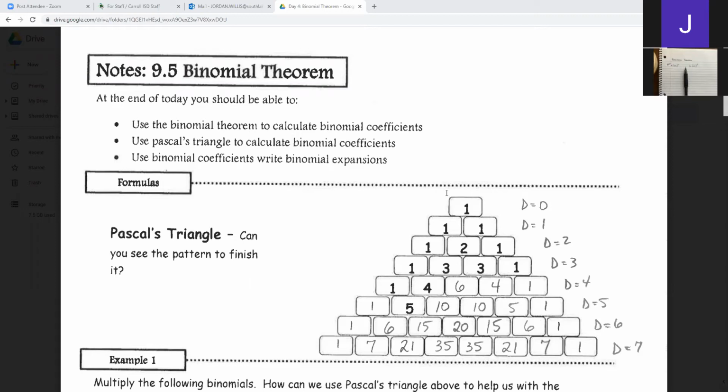So first thing you notice is that each level, like for instance, this first one, the top of the triangle would represent polynomials or binomials with a degree of 0. Anything to the 0 power is 1. So that's a simple one. And then the next level would be if you had a first degree polynomial. So a binomial that would be a degree of 1.